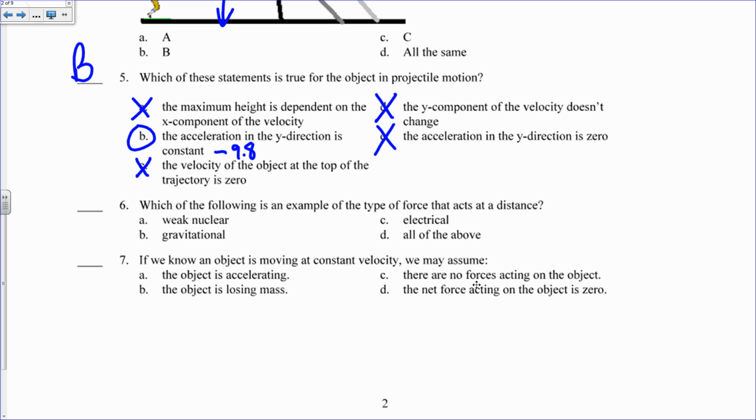Number 6, which of the following is an example of a type of force that acts at a distance? That is a field force. All right, all of these are field forces, so the answer is D.